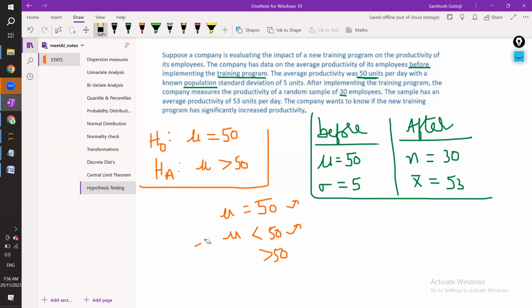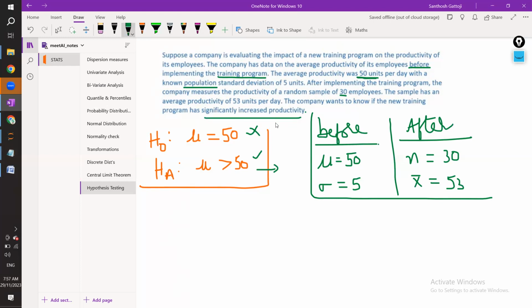I am formulating it such that if I reject one, the other will be in my favor. If I accept this, the null is 50, which means the program is not having any effect. But if I reject this, I'm accepting the alternate, which means obviously it is having a significant increase. Because the question asked whether it has significantly increased the productivity. He did not ask whether it has decreased.